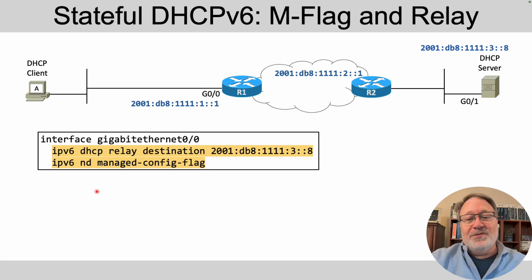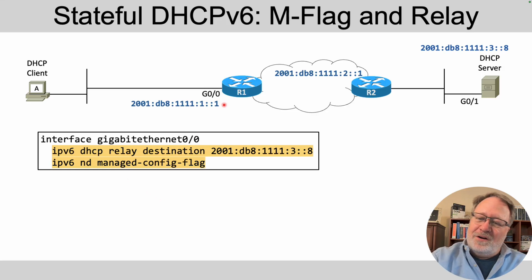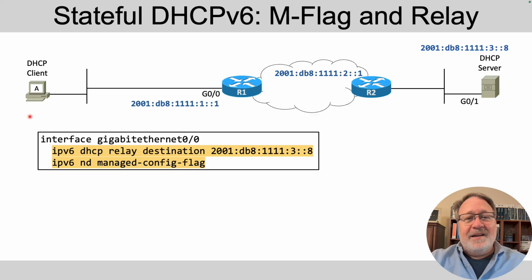But you also then need this command, IPv6 ND for neighbor discovery, managed-config-flag, which says set the managed flag. And then in your RAs sent back out here, just as in the previous slide, it says, hey, use stateful DHCP and try to lease an IP address from the server, and it should work if you've set up the server correctly now, and all is good.